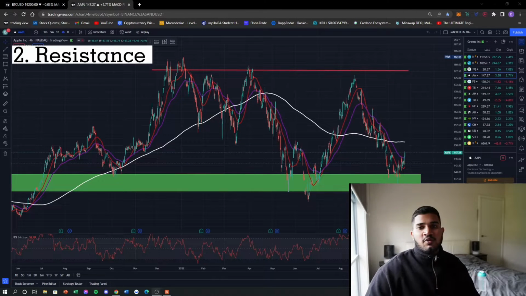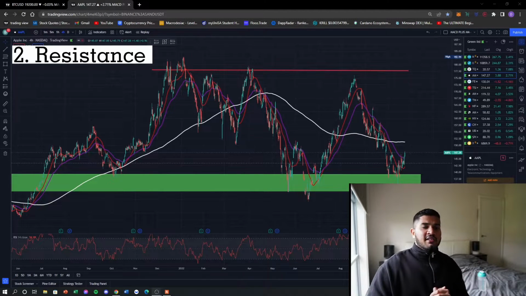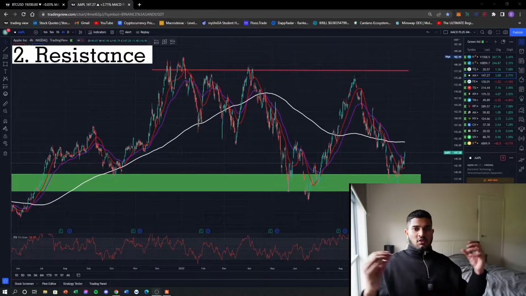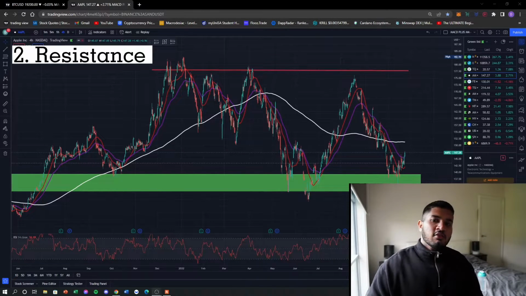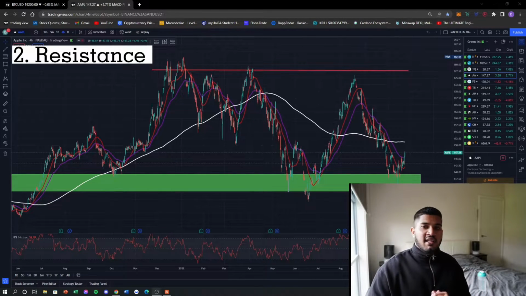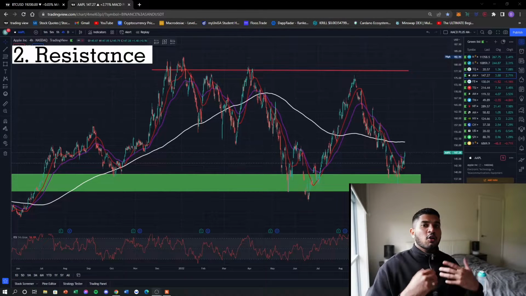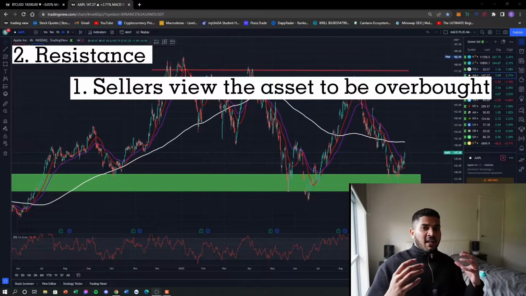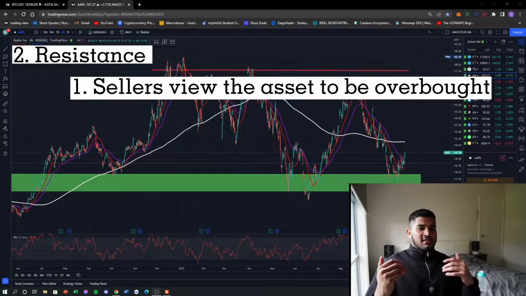What is resistance? Resistance is a point or a range where the price rallies up and hits a wall, that's where the growth or the price increases stop. This is a place where the sellers typically tend to take control over the asset. And why does this happen? One of the main reasons is the sellers view the stock or the crypto to be overbought. They feel like the value that the crypto has is just hyped up, and they see potential downside for the asset, so they want to sell.